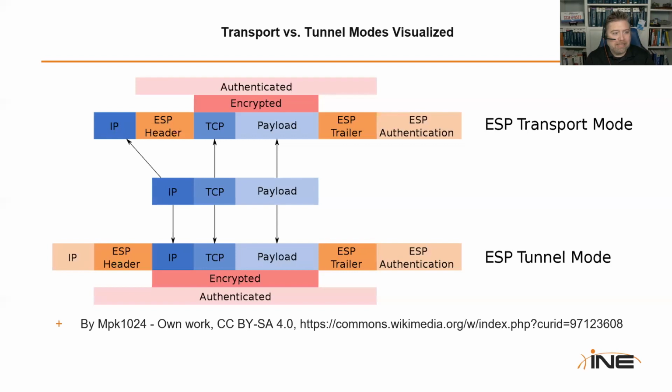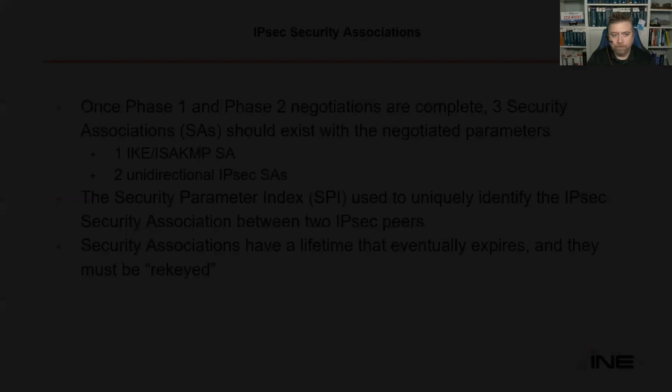Okay, so here we have an example of a visualization of transport mode versus tunnel mode. So we can see in the top transport mode, we have only one IP header, and we're authenticating and encrypting just the payload. So we're encrypting the TCP payload and the TCP header. Whereas if we're running in tunnel mode on the bottom, we have a new IP header that's added onto the top, and we're encrypting and authenticating the entire original IP packet.